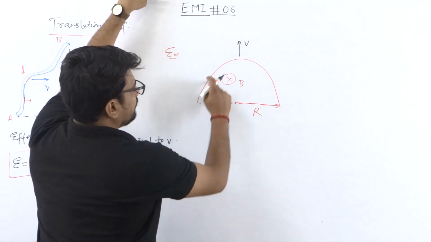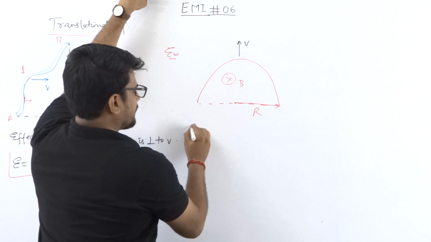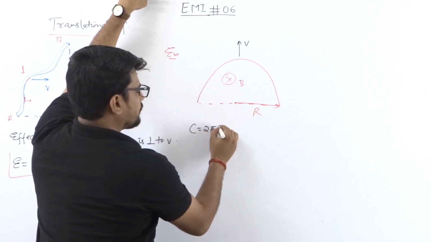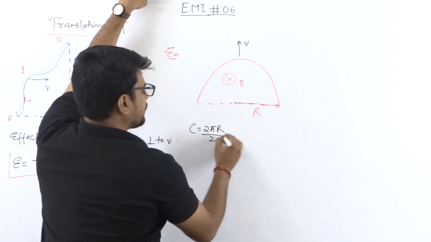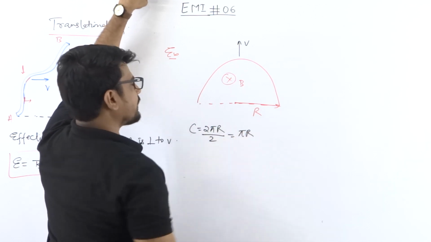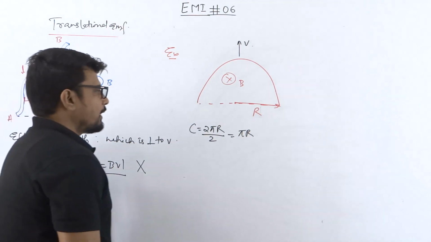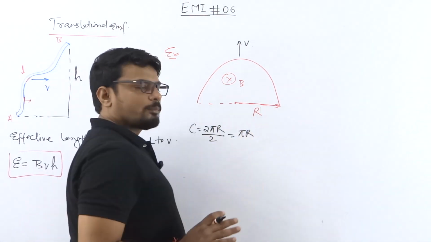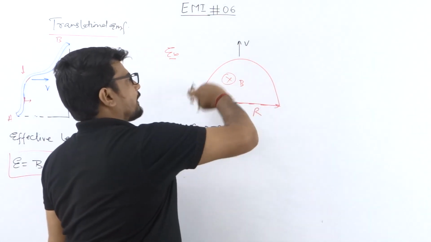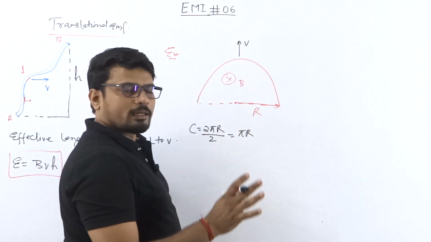Understand one thing, not the entire part. If the radius is r, then the circumference should be how much? 2 pi r, since it is a semicircle, so that should be pi r. So please do not say B V pi r. Bilkul nahi karna aapko B V pi r nahi karna hai, because not the entire length is perpendicular to the V. To kya karna hai?